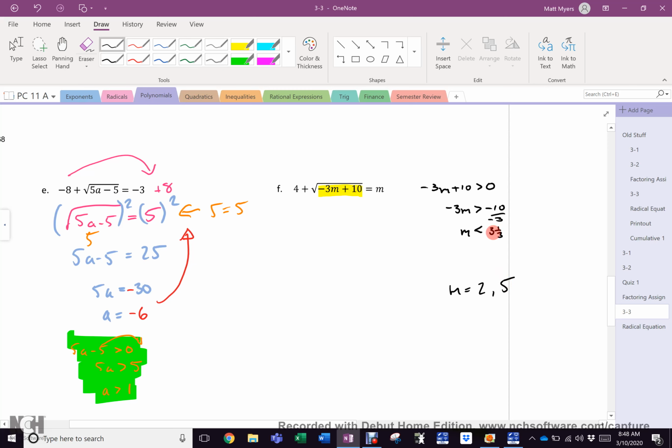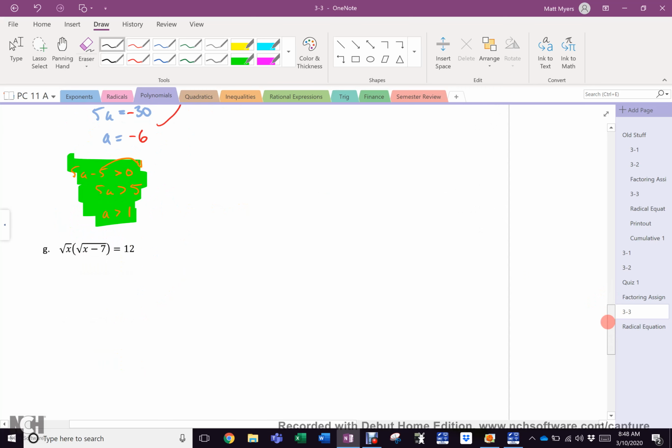Because the answer has to be less than 3 1/3, right? So 5 would be no good. I don't even need to check it. Does everybody see? Everybody understand why we check our restrictions? All right, so let's have a look at F. Let's do this thing.